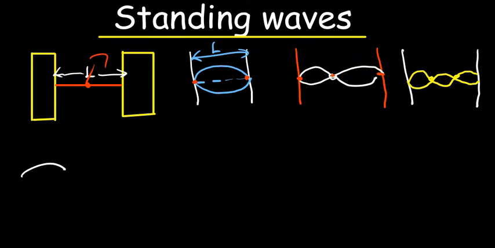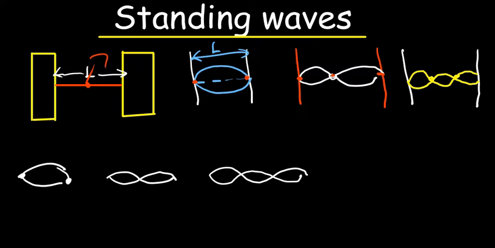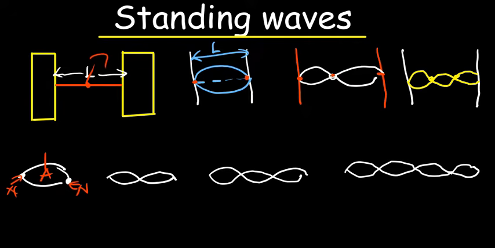I'm going to have the first one, which is here. This is a node, a node. Then another one, which is like that. Then another one will be like that. Then let's have the fourth one, which will be like that. Okay. So this is a node, a node, node, node. This is antinode, antinode, antinode. Again, this is the antinode, antinode, antinode. Then you have got node, node, node, node.